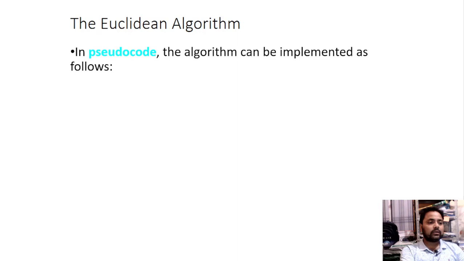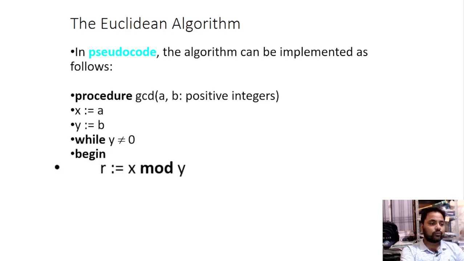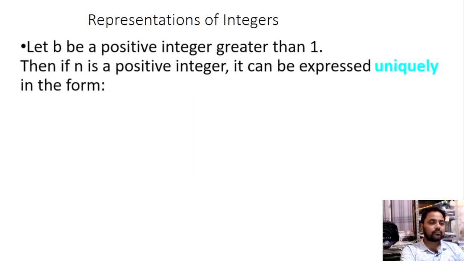Actually, the Euclidean algorithm can be implemented in pseudocode as follows. Procedure: the greatest common divisor of a and b, the positive integers. Let x be a and y be b. While y is not equal to 0, begin: r is equal to x mod y, x equals y, y equals r. So here x is the GCD of a and b.